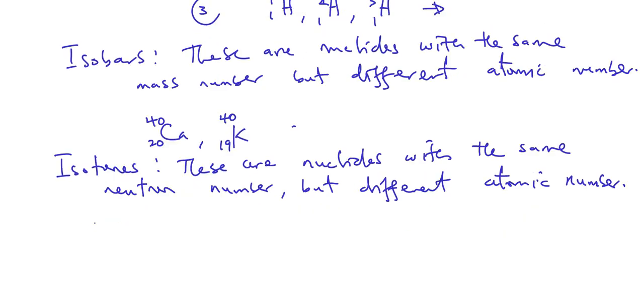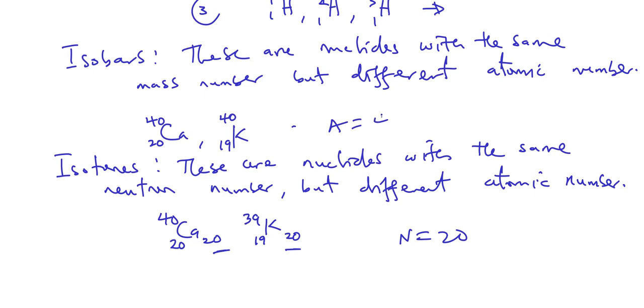So what are the examples? We can also use calcium 40 as well as potassium 39. So for this calcium, the atomic number Z is 20, so the neutron number will be 40 minus 20, which is 20. For the potassium, the atomic number is 19, so 39 minus 19 is 20. So they have the same neutron number, which is 20. So N equals 20. In this case, A does not stay the same. Okay, so these are isotones.